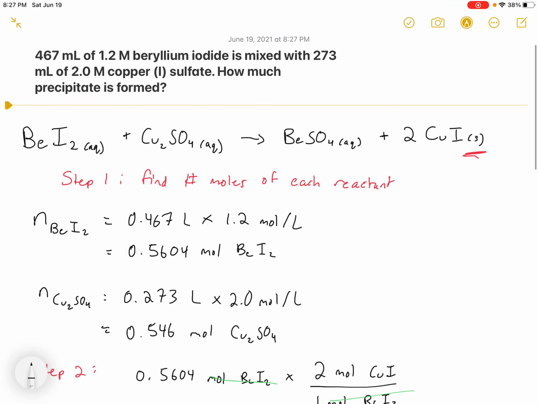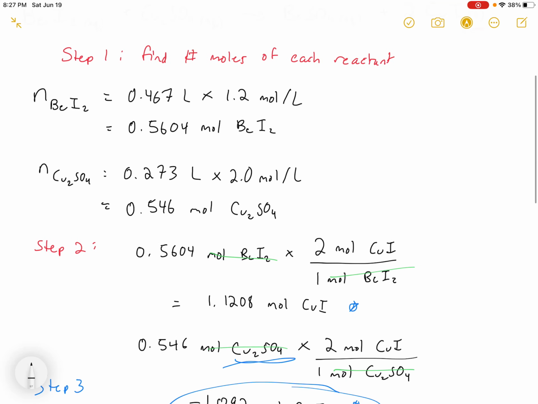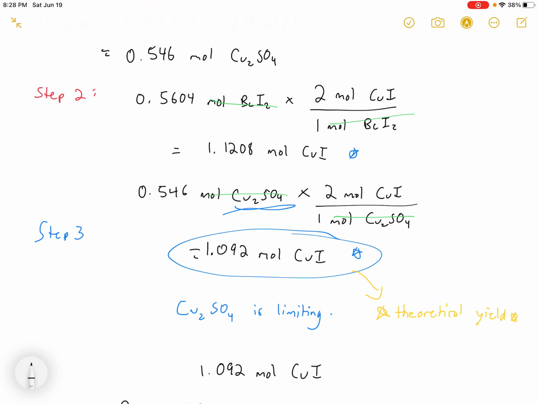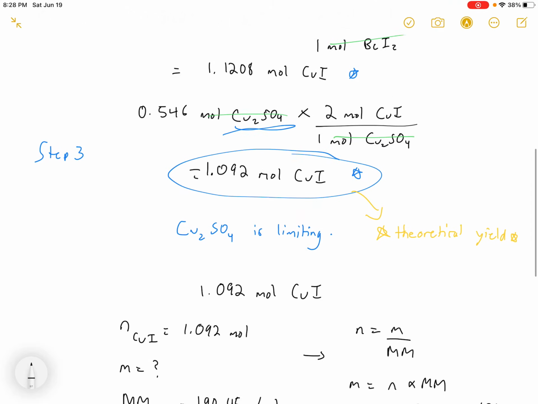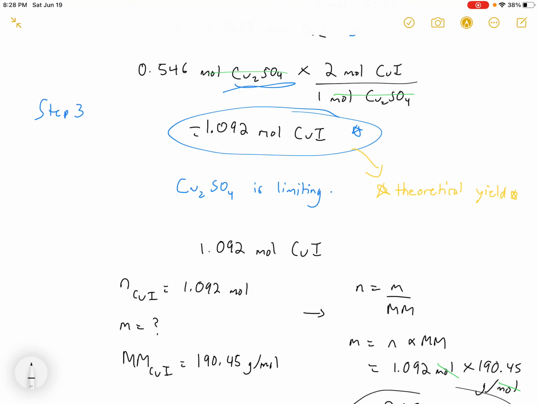This question gave you a balanced equation. You might have to predict the products yourself and balance it, which you can do because these are always double displacement reactions, and we practiced balancing lots. And we found the moles of each reactant. We used stoichiometry to figure out which reactant would produce fewer moles of the given copper iodide product, so the same product. We figured out which reactant was limiting, and that gave us our theoretical yield.